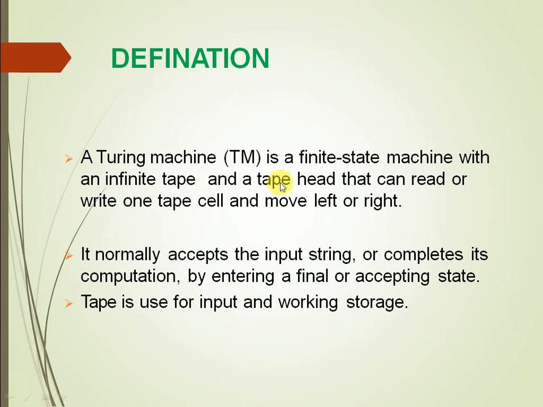A Turing machine is a finite state machine which consists of an infinite tape with a tape head that can perform a read or write operation on one tape cell and move left or right. It normally accepts the input string, which on completing the computation enters a final state, also known as the accepting state. The tape is used for giving input and for working storage.